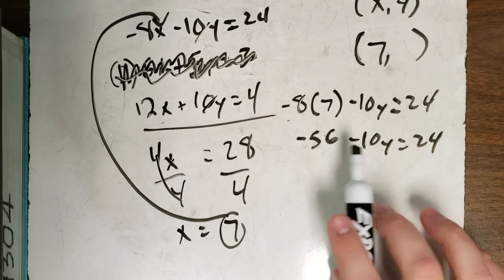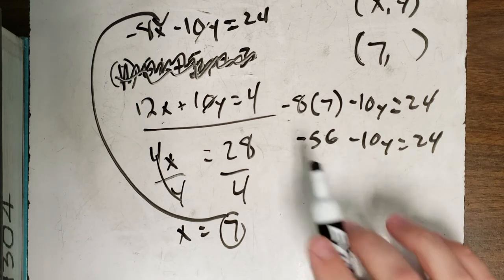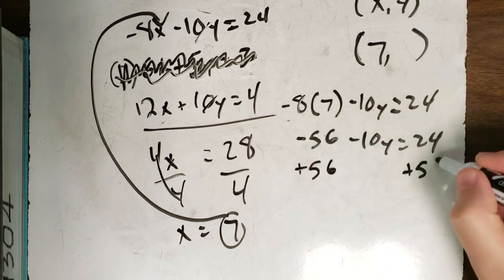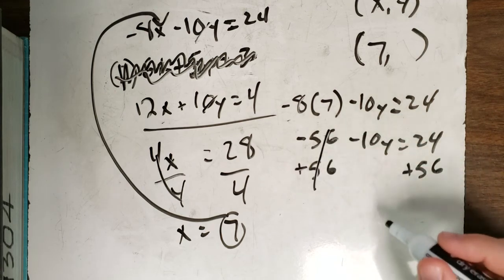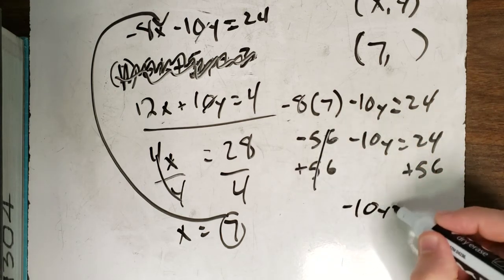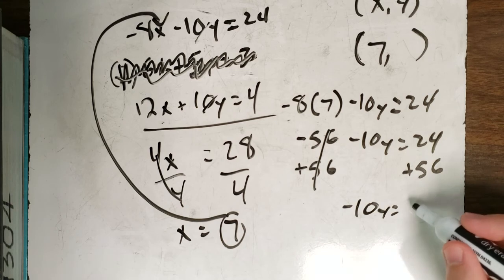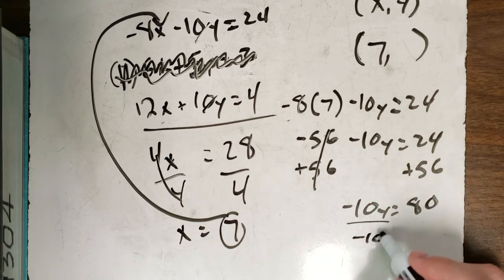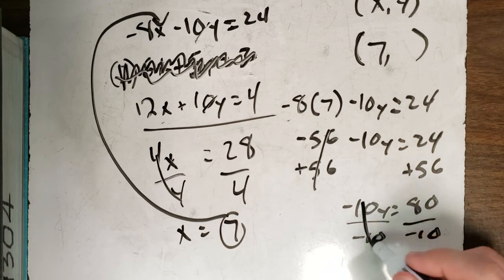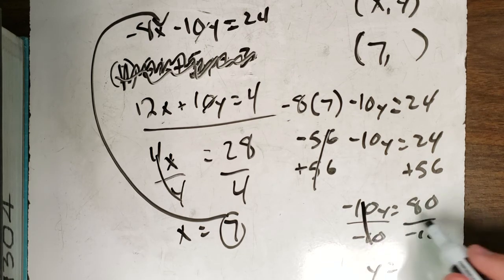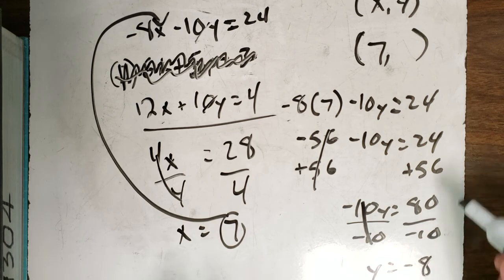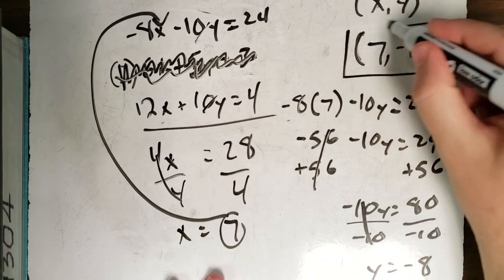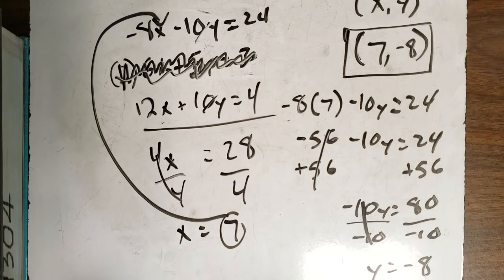To get our 10y by itself, we have to get rid of this negative 56. So to get rid of a negative 56, we have to add it. Add 56 here, add 56 here. That cancels. Bring down a negative 10y, and 24 plus 56 equals 80. Last step, divide by negative 10 here, divide by negative 10 here. That cancels, and y equals 80 divided by negative 10, which is negative 8. So our final answer is x is 7, y is negative 8.